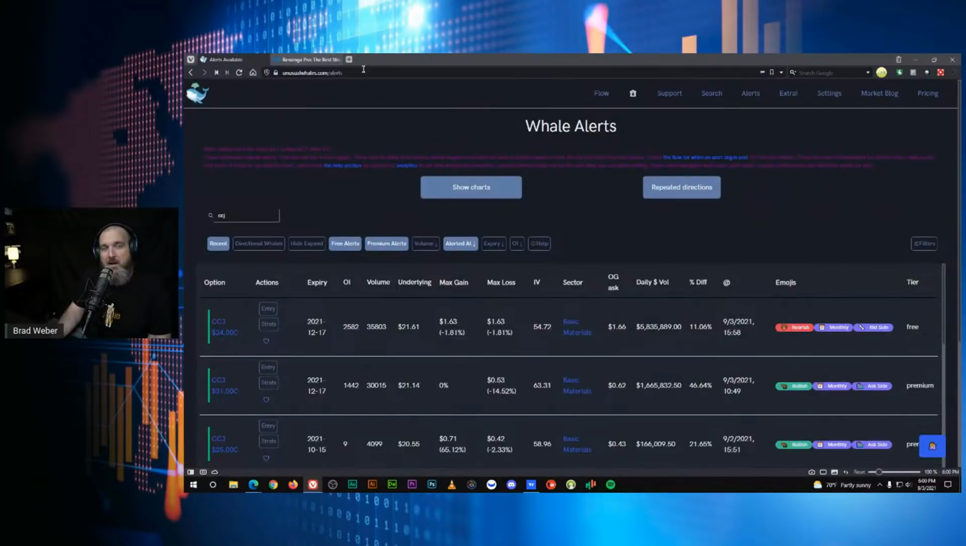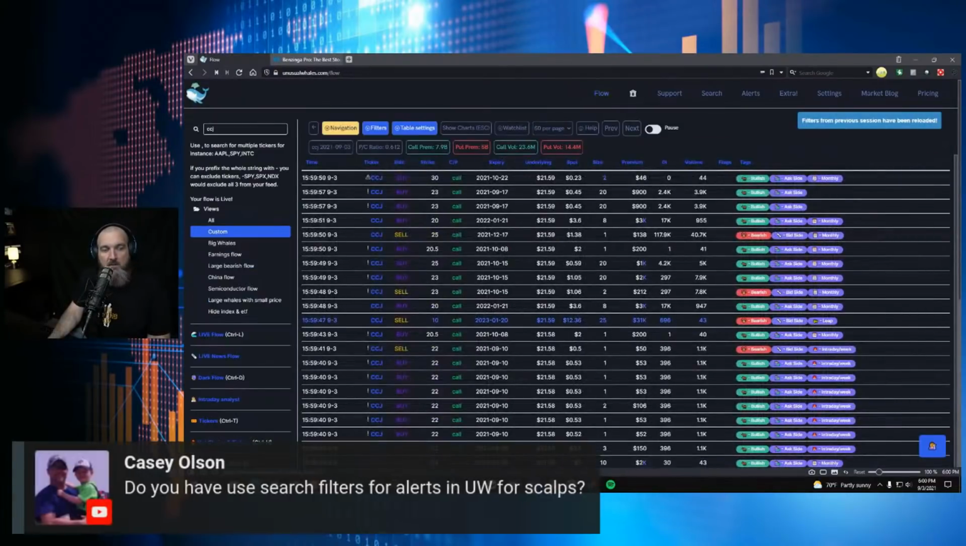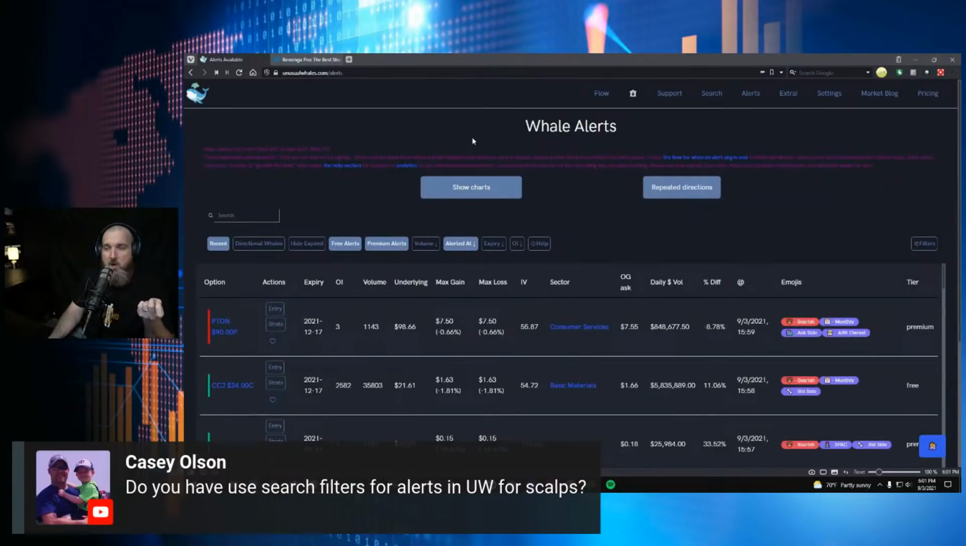This is my strategy. Do you have search filters for alerts in UW for scalps? Basically, for a scalp through Unusual Whales, I have two screens open. I have the overall flow, and then I have my alerts section open, which are the more focused alerts. These are the bigger movers. So with these whale alerts, I know already that if I get one, there is at least a chance of me entering a scalp on that position.